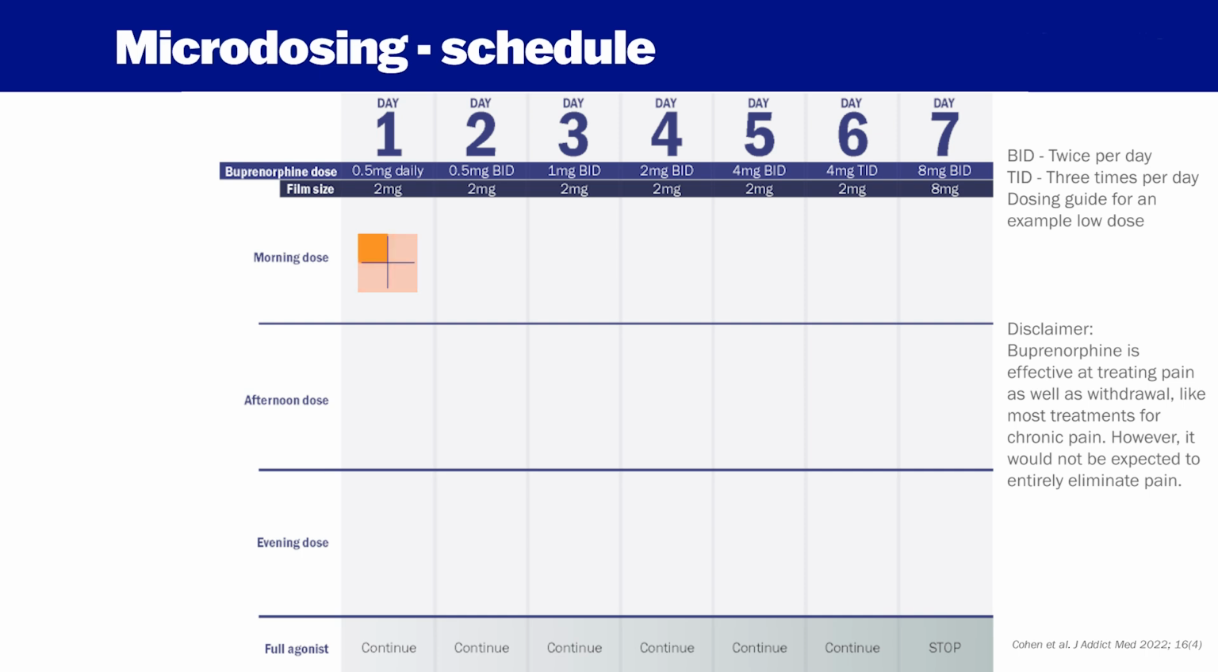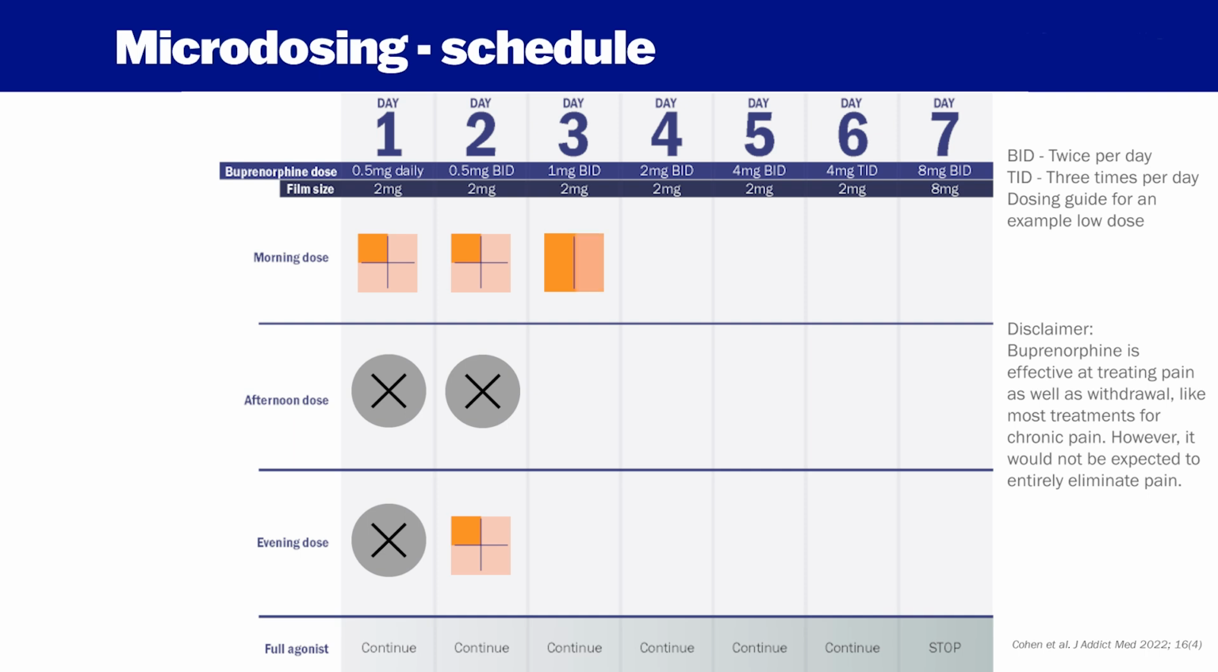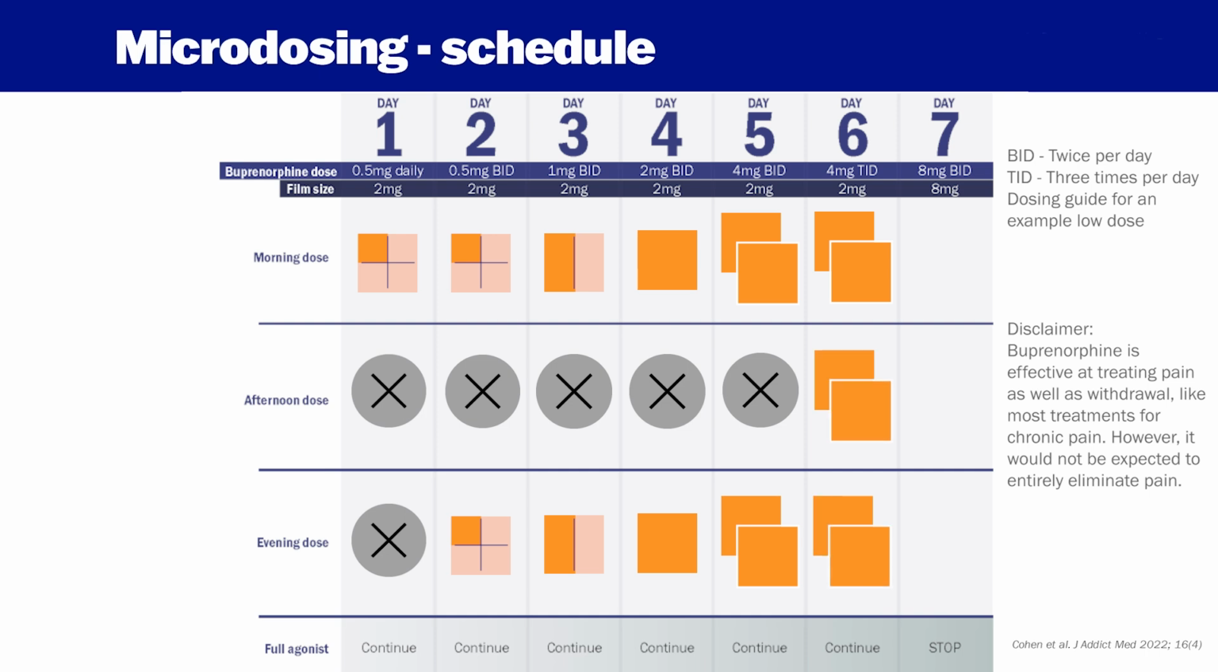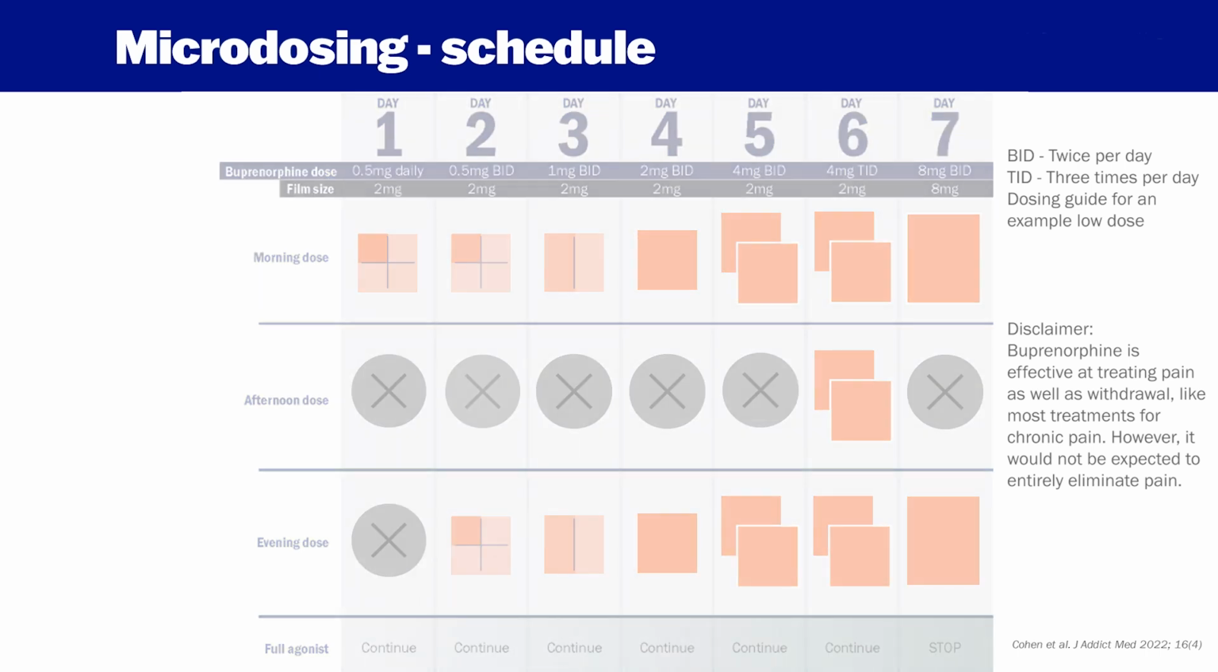So day 1, you start with a quarter. That's a 0.5 milligram dose. If they tolerate that well, day 2, you do a quarter twice a day. Day 3, half twice a day. And over the course of a week, you push it up. And when you get to a dose of 16 milligrams, or a day before when they're on a dose of maybe 12 milligrams, you can actually just stop that full agonist opioid. Because again, there's enough buprenorphine in their system that is occupying those receptors. So the patient should not have withdrawal symptoms. They should not have pain when they stop that full agonist opioid.